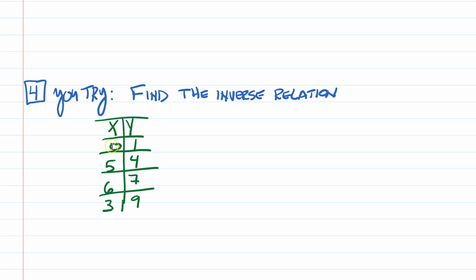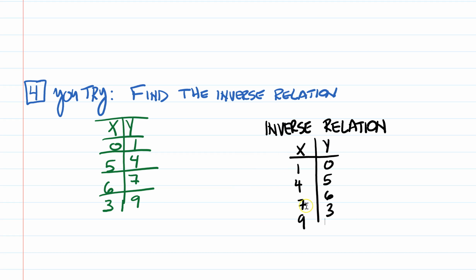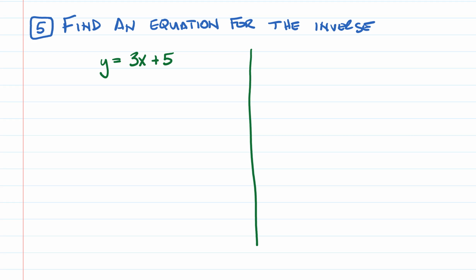X's and y's. X has a domain of 0, 5, 6, and 3. Y has a range of 1, 4, 7, and 9. Tell me what the inverse is going to be. Okay, hopefully you got the right answer. The inverse relation is just 1, 4, 7, and 9 in my domain, and 0, 5, 6, and 3 in my range.